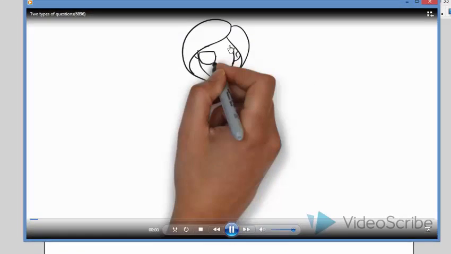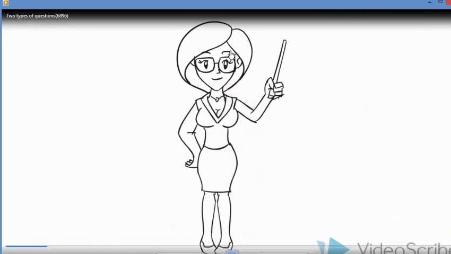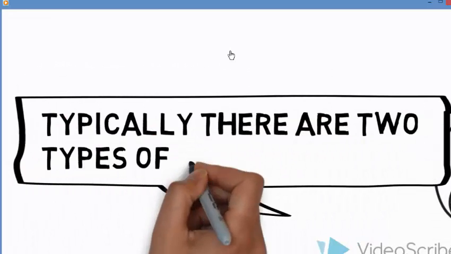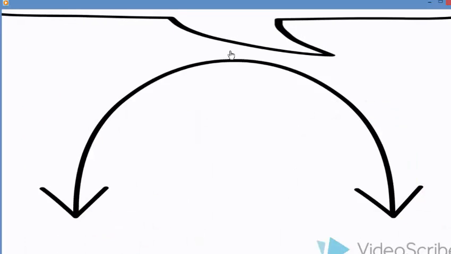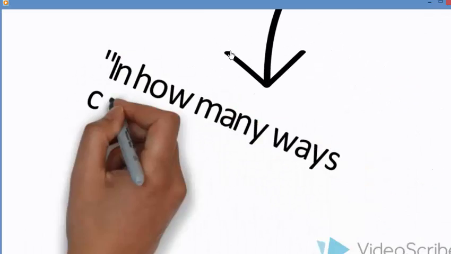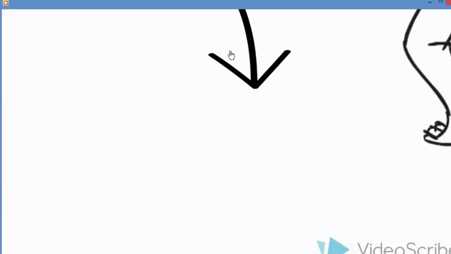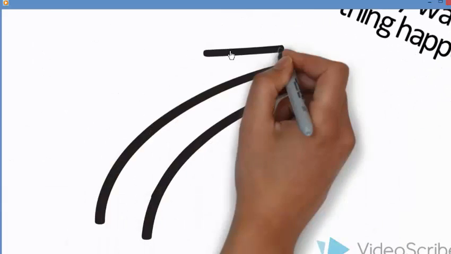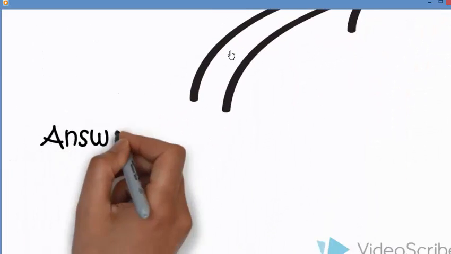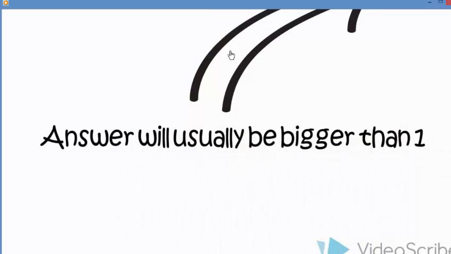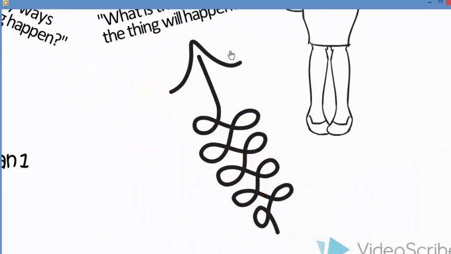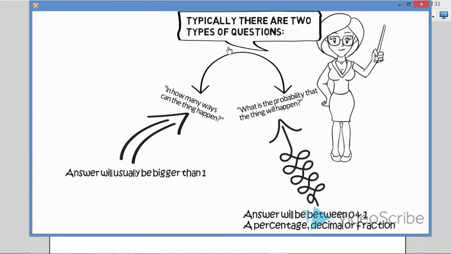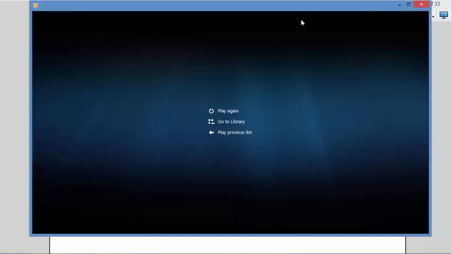In summary, when approaching these questions, there are 2 main types of questions. The first is in the form of how many: in how many ways can something happen? The second is what is the probability that the thing will happen. If we're faced with the question of how many ways, we're looking for an answer which is usually greater than 1. If we're looking at what is the probability, we're looking at an answer that will be between 0 and 1, a percentage, decimal, or fraction.